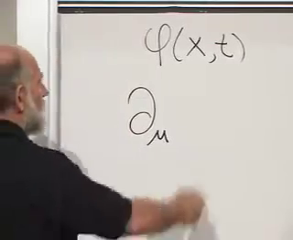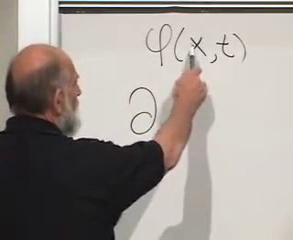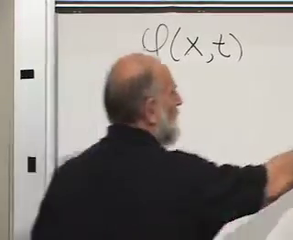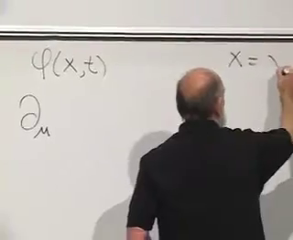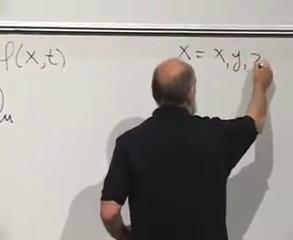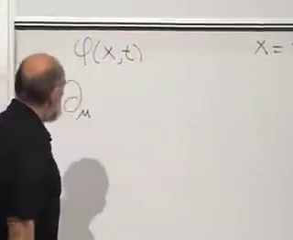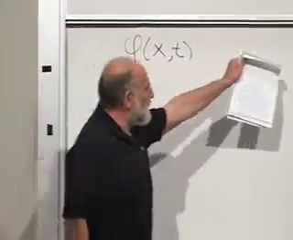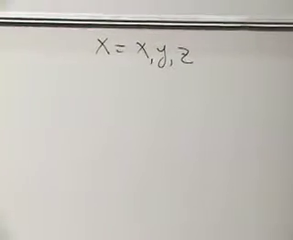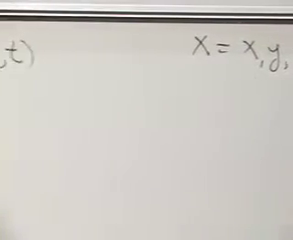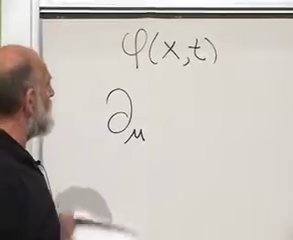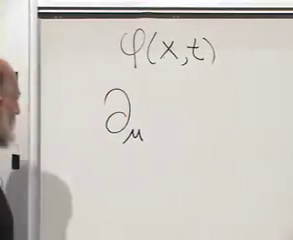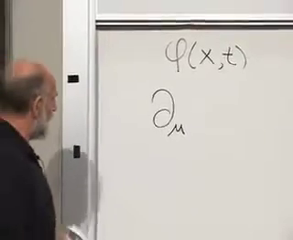Mu runs over four values, x, y, z, and t. Incidentally, remember that x here really stands for x, y, and z. Perhaps I shouldn't call it x. Well, let's continue to call it x. But it really stands for the three components of space, and also t stands for the time. D by d mu means the derivative with respect to any one of these. So that's an ordinary derivative.